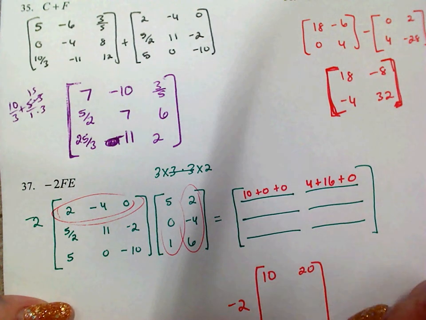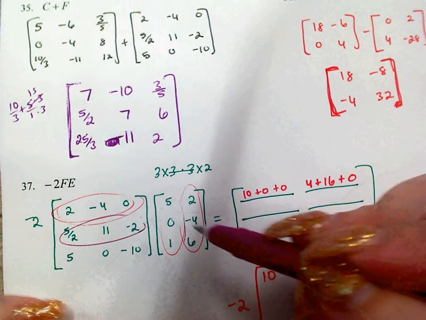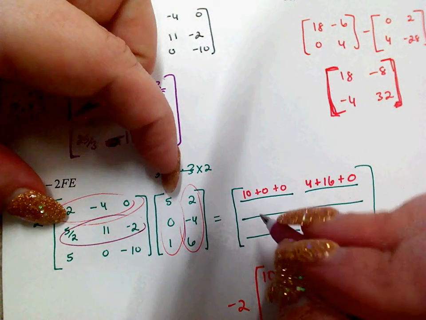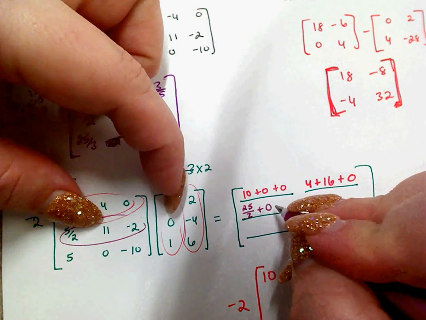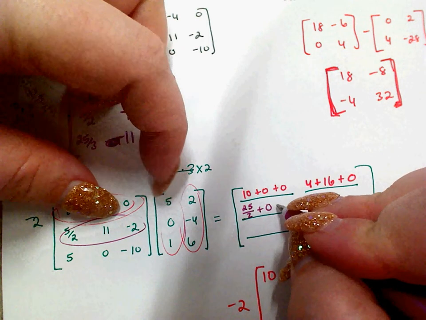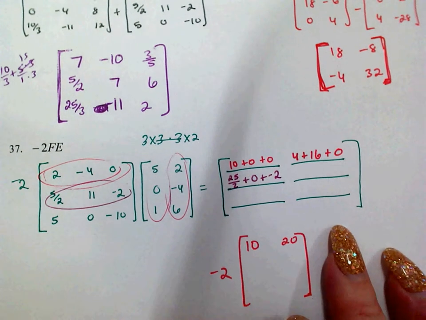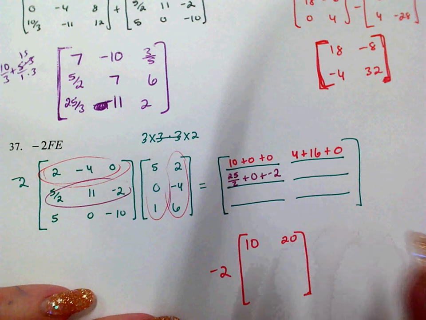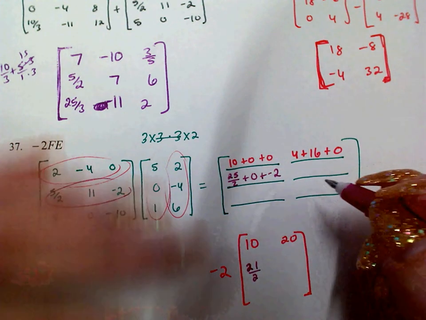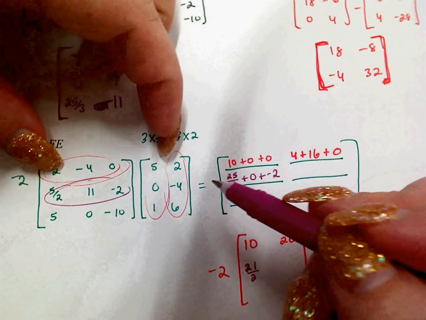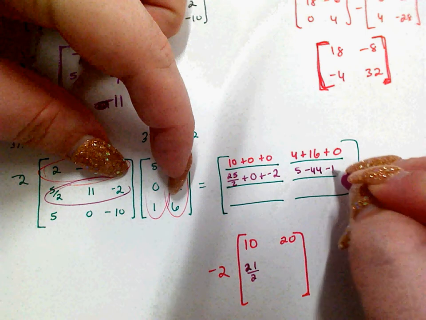Then I've got second row times first column. 5 halves times 5 is 25 halves. 11 times 0 is 0. And then negative 2 times 1 is negative 2, so negative 2 is negative 4 halves. So negative 4 halves plus 25 halves is 21 halves. And then second row times second column. 5 halves times 2 is 5, minus 44, minus 12. So that is negative 56 plus 5, so negative 51.